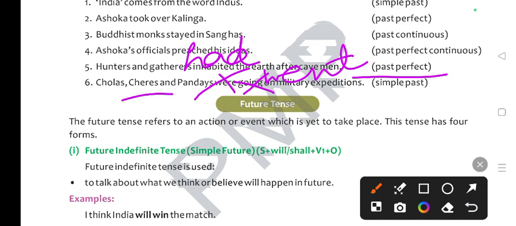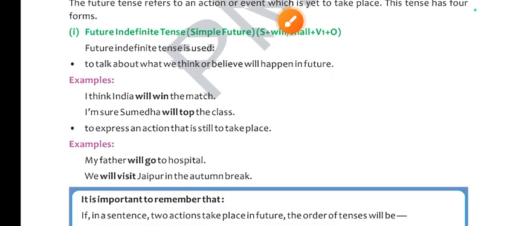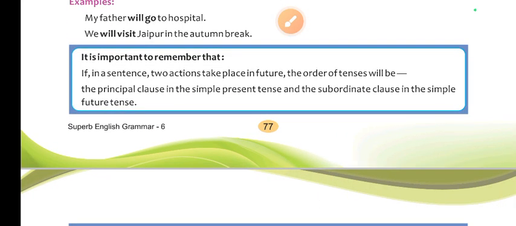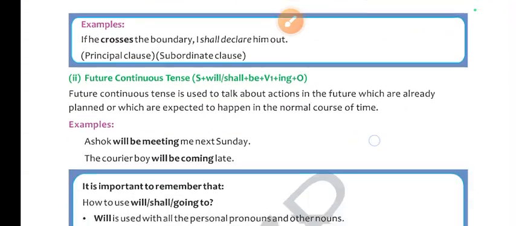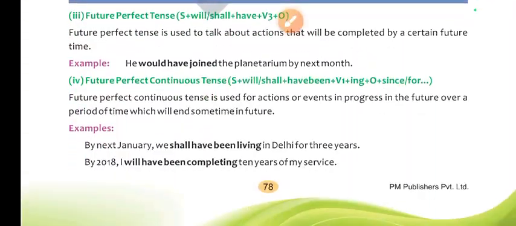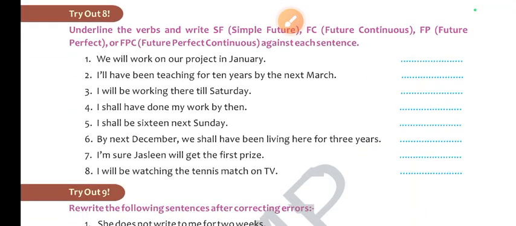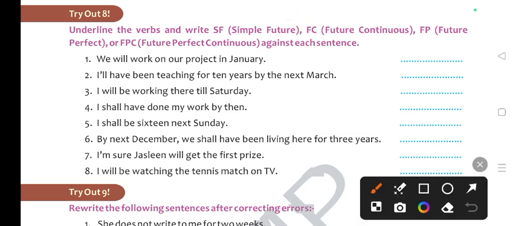Okay. Now future tense. The future tense refers to a future action which is yet to take place. The tense has 4 forms. Okay, like past tense and present tense, these have 4 forms. Same, it also has 4 forms. So just go through the examples. I'm just giving you the solution, otherwise the video will be very lengthy. Okay, so let's solve. Try out 8. We will work on our project in January. So we will work. This is an example of simple future tense.